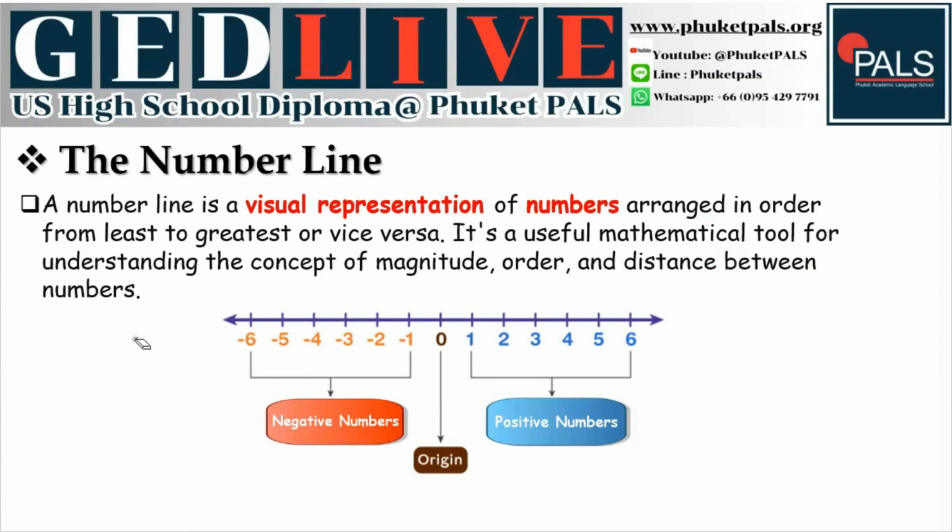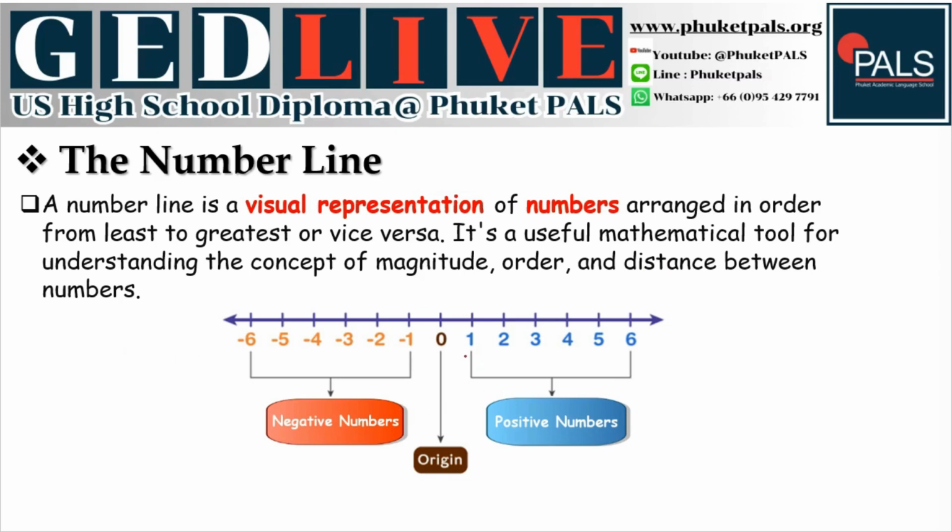In this topic, we are going to learn about the number line. A number line is a visual representation of numbers arranged in order from least to greatest or vice versa. It's a useful mathematical tool for understanding the concept of magnitude, order, and distance between the numbers. You can see the number line here.